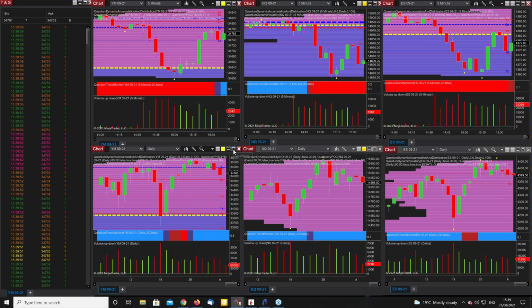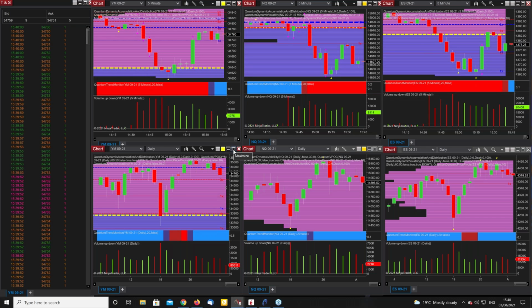There has been, as many of you know, quite a bit of divergence, particularly between the NQ and the other two. NQ's often been leading the way. YM and ES have been lagging. It's kind of reversed at the moment. It's quite odd. Let's have a look at the YM.